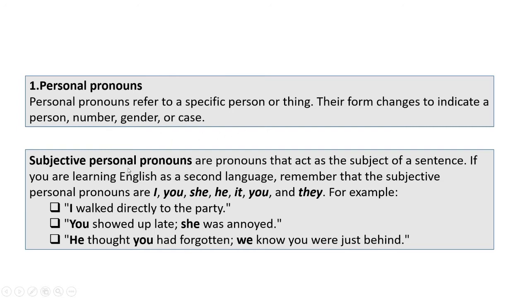See, the subjective personal pronouns are pronouns that act as the subject of a sentence. If you are learning English as a second language, remember that the subjective personal pronouns are I, you, she, he, it, we, and they. For example, I walked directly to the party. You showed up late and she was annoyed. See that you, she, and I are personal pronouns. He thought you had forgotten, and we know you were just behind.